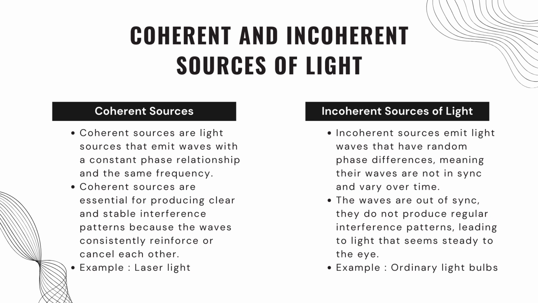Incoherent sources of light. Incoherent sources emit light waves that have random phase differences, meaning their waves are not in sync and vary over time. An example can be an ordinary light bulb.